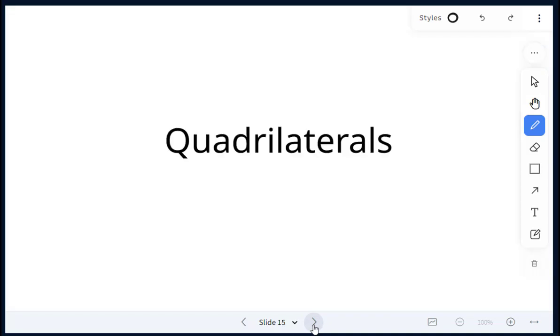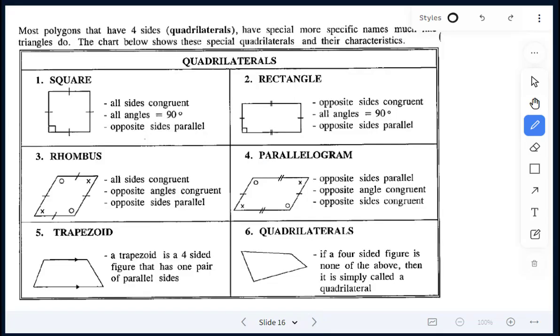Let's move on to quadrilaterals next. So quadrilaterals meaning 4 sides. So most polygons that have 4 sides, they're called quadrilaterals, but they will have special names, more specific. So here we already know a square. This is a square. All sides are congruent, all angles are 90 degrees, and opposite sides are parallel. In a rectangle, opposite sides are congruent. So these 2 are opposite sides, these 2 are opposite sides. All angles are 90 degrees, and the opposite sides are parallel.